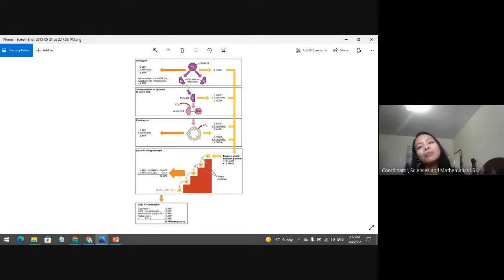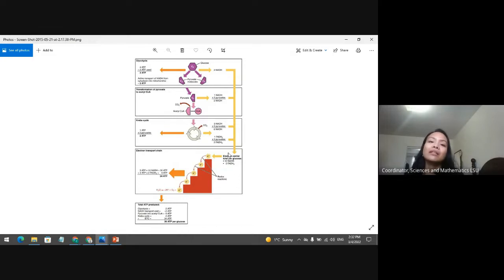Now the pyruvate molecule will be transformed into acetyl coenzyme A with the production of carbon dioxide. So carbon dioxide is being released in the process. And the acetyl coenzyme A goes into the Krebs cycle. In the Krebs cycle, you have two ATPs that are being produced. Carbon dioxide again is released during the Krebs cycle.